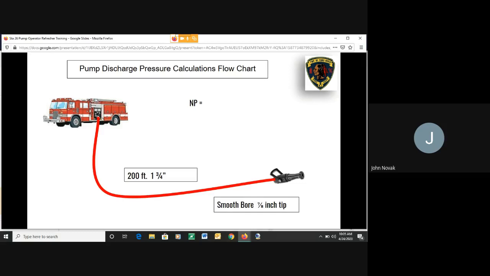Okay, same thing flowing the smooth bore. Nozzle pressure is the same, same layout, same flow. Friction loss is the same. That's the nice thing about getting these nozzles matched, the fog nozzles and the smooth bore nozzles. And pump discharge pressure is 100 psi.